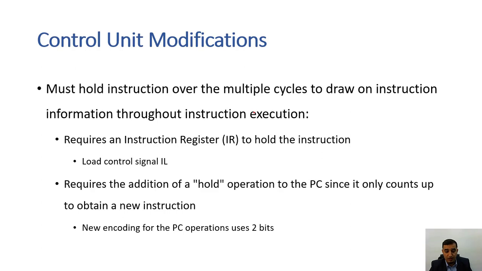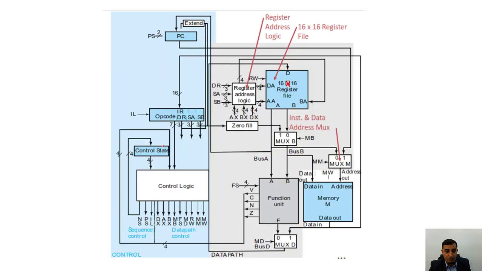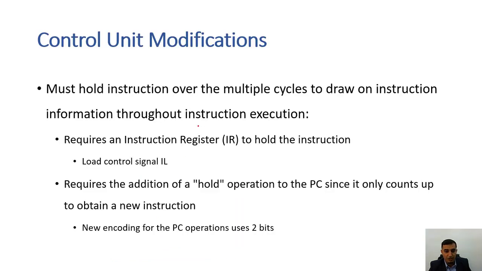So the control unit modifications, as you can see here, the control unit, we have a state control part. We have the control logic changed a little bit, and we have the PS here indicating to the program counter what exactly to do, and PS is the sequence control. Okay, so basically it's more or less minor changes.